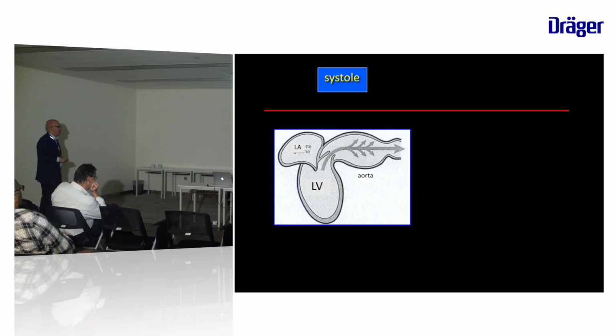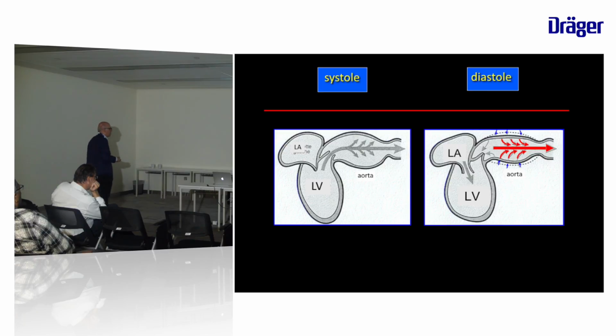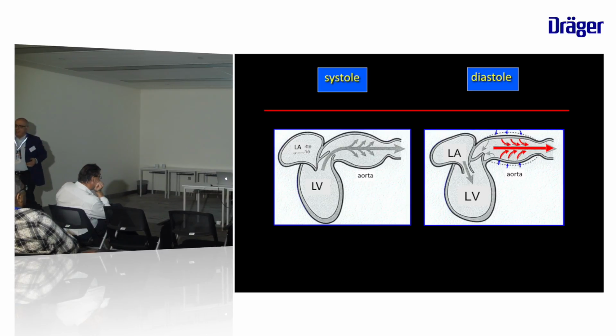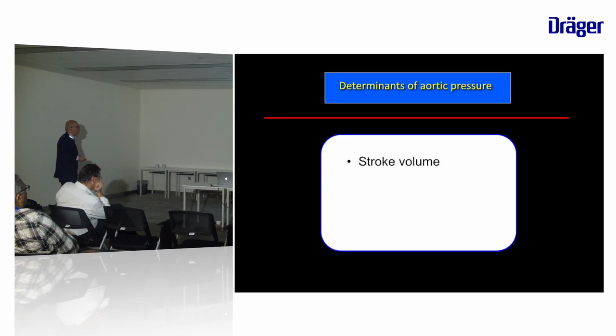So this is during the systole. Then you have expansion of the main arterial vessels. And then during the diastole, you have a recovery of the elastic pressure that has been determined during the systole. So the determinants of the aortic pressure are the stroke volume, the degree of the aortic rigidity, and the reflection waves.